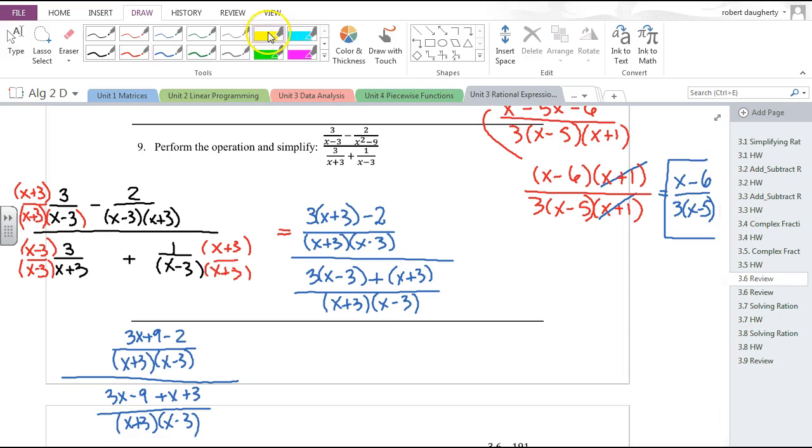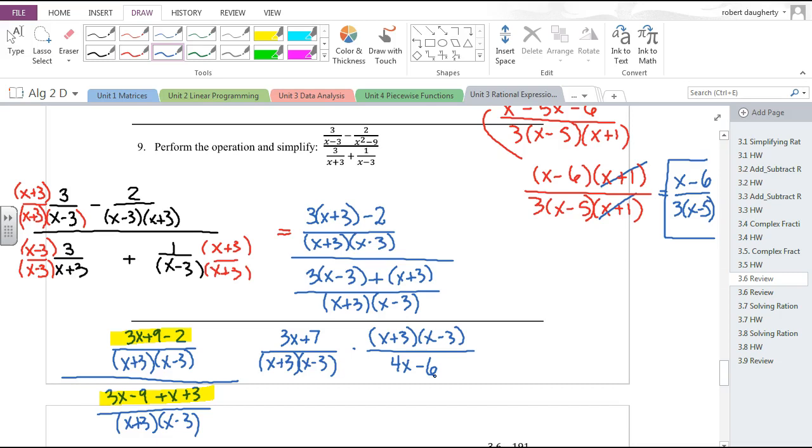So if I look at this first expression, 3x plus 9 minus 2, that is 3x plus 7. So 3x plus 7 over x plus 3 times x minus 3. Now, instead of dividing by what you see there, I'm going to multiply by the reciprocal. So multiply by x plus 3 times x minus 3 over, and if I look at this highlighted in yellow right here, that is 4x minus 6. So 4x minus 6.